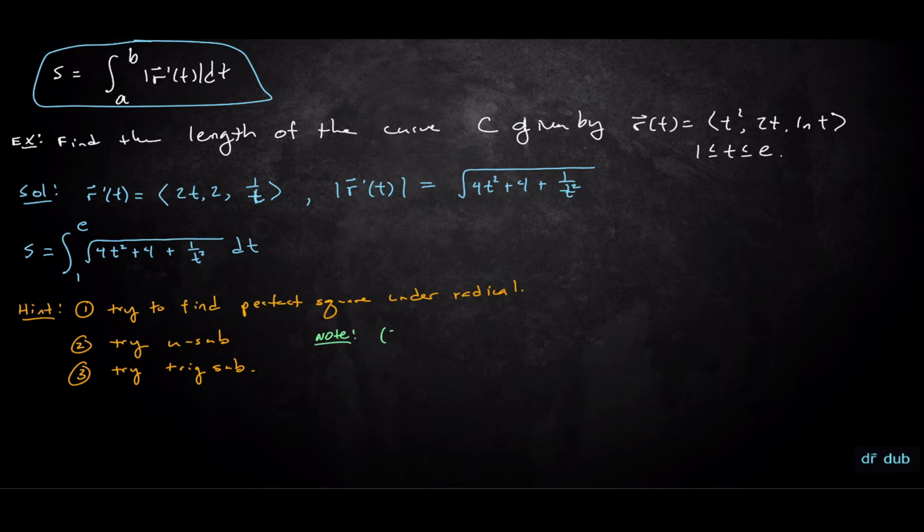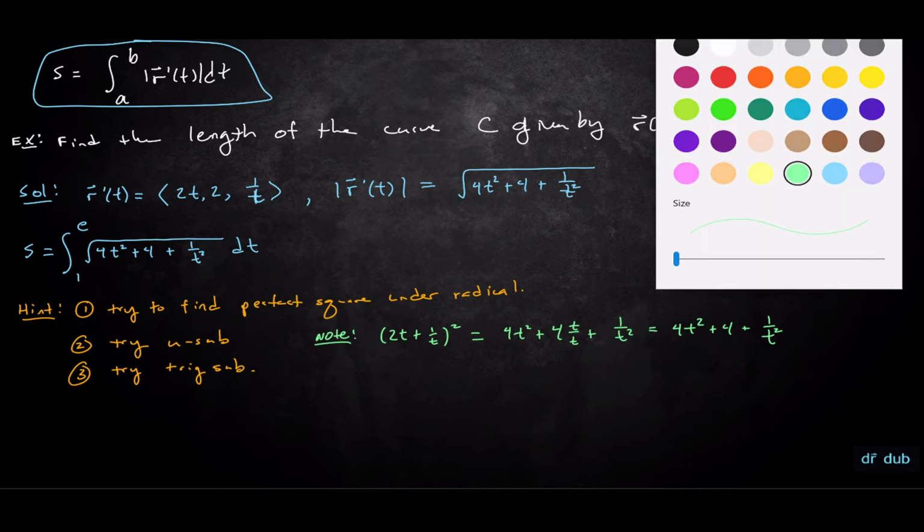that (2t plus 1 over t) quantity squared is equal to 4t squared plus 4 times t over t plus 1 over t squared, which is exactly equal to 4t squared plus 4 plus 1 over t squared. So in this case, there is a nice perfect square under that radical.